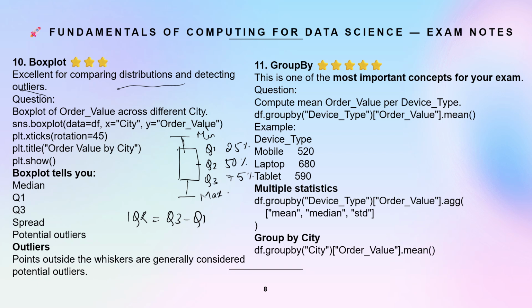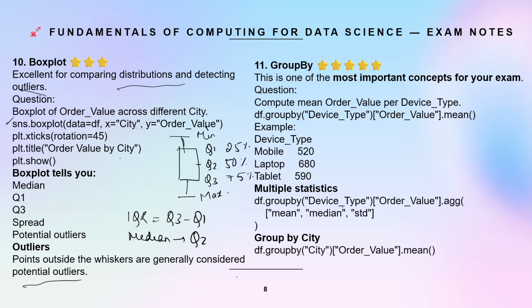By this you can, this is the syntax: sns.boxplot with data, x and y. And box plot tells you median. Median is your Q2. Outliers are points outside the whiskers, which are generally considered potential outliers.